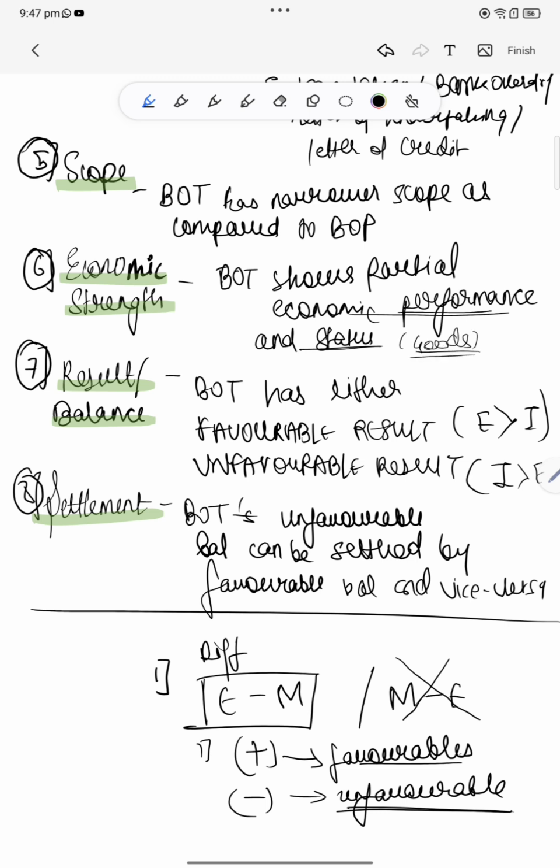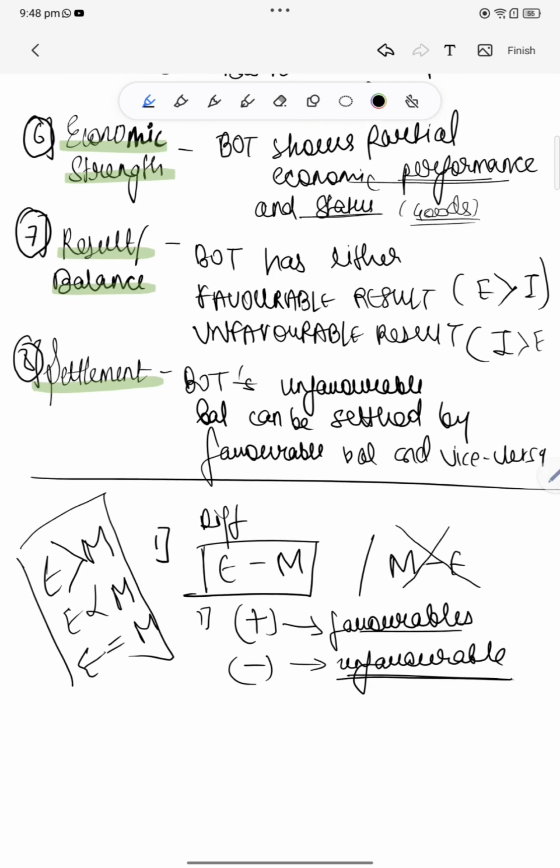Then result or balance. BOT has a balance. It either has a positive balance or a negative balance. Positive balance means exports are greater than imports, negative balance means exports are less than imports, and no balance means exports equal imports. So favorable balance is when the balance is either positive or zero, and unfavorable balance is when it is negative.